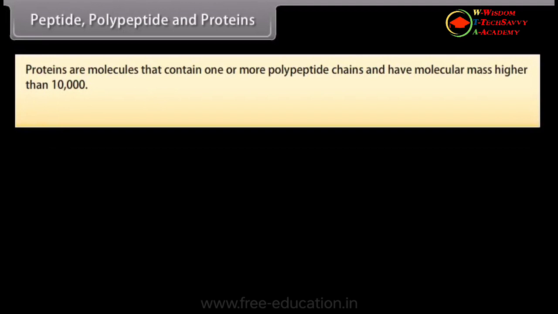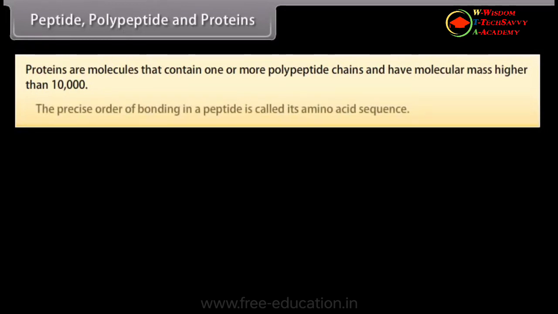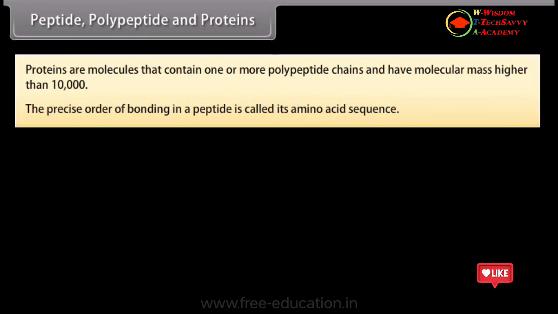Proteins are molecules that contain one or more polypeptide chains and have molecular mass higher than 10,000. The precise order of bonding in a peptide is called its amino acid sequence. The amino acid sequence is specified by using 3-letter abbreviations for the respective amino acids, connected by hyphens.